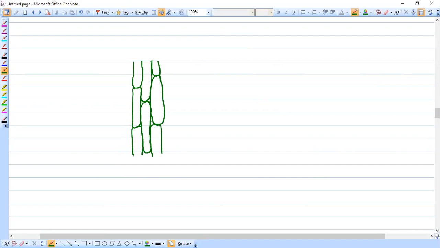So the cells are not evenly thickened. Here I have to just cover it up to show that they are not thick. So cellulose deposition is not seen everywhere. This is very important. At the margin there is more cellulose deposition, but not equally everywhere.